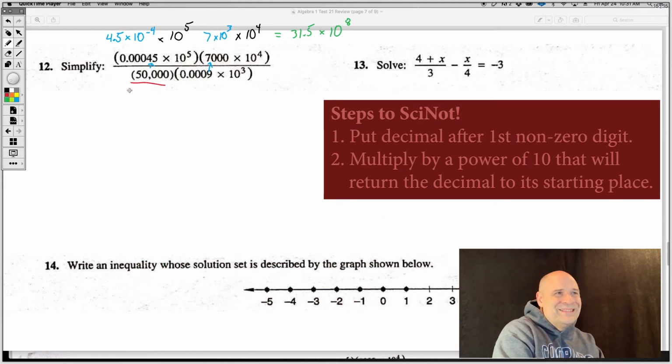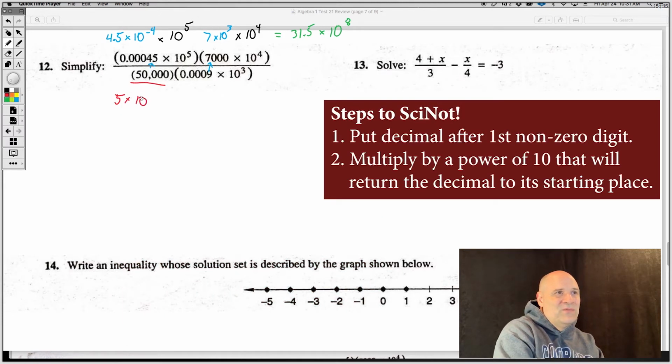First, I'm gonna write this. This is 5 times 10 to the fourth. Just put it after that 5 and then move it back to where it was. Times, let's do this one. 9 times 10 to the... Okay, we put the decimal there, so 1, 2, 3, 4 to the left. And that's all times 10 to the third.